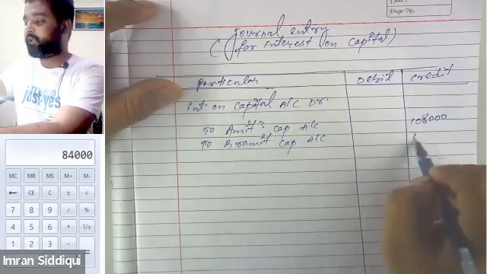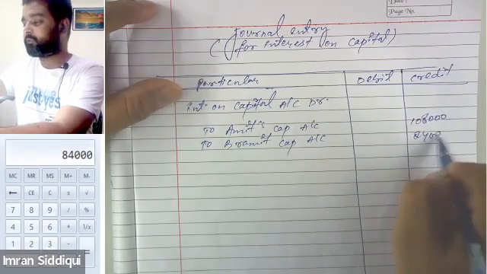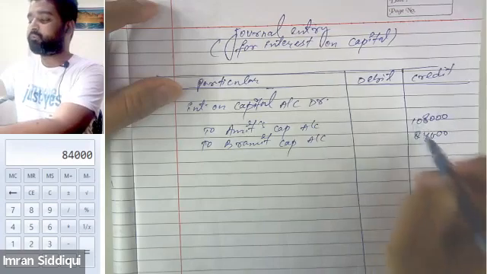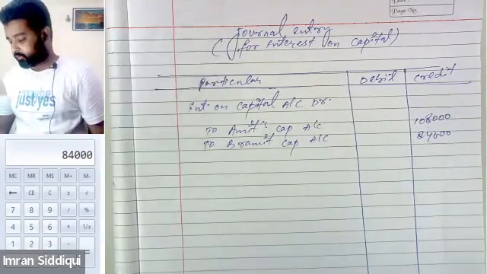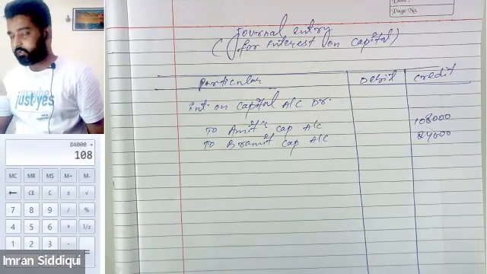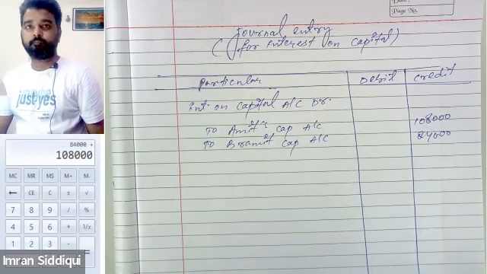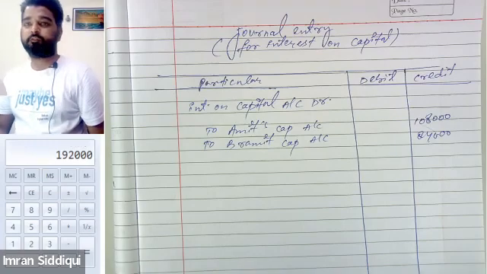And 84,000 for Brahmit. Now we will total both these values and write it here. So just a minute. 84,000 plus 1,08,000. This will be 1,92,000.